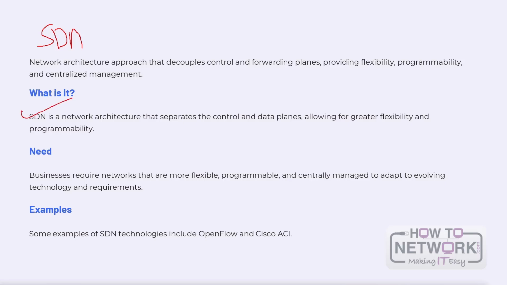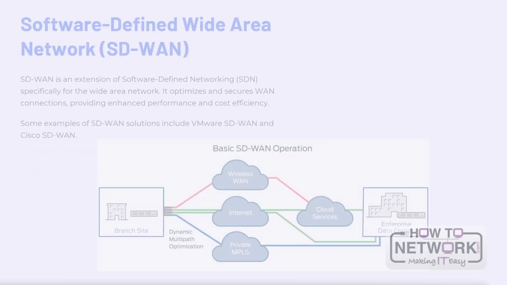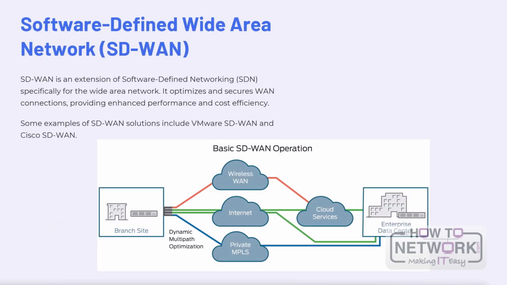In SDN, a central controller manages the network's configuration and policies, while the data plane devices, routers and switches, handle the data forwarding. This separation enables network administrators to programmatically define and manage network behavior, leading to greater flexibility, automation, and agility. Some examples of SDN are OpenFlow and Cisco ACI. That is for the data center.